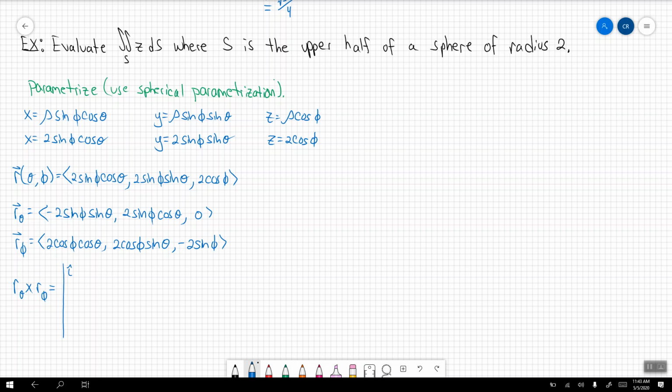I'm going to have the i coordinate, which is going to be negative 2 sine phi sine theta. Then it's going to be 2 cosine phi cosine theta. Then the j coordinate is going to be 2 sine phi cosine theta, and then 2 cosine phi sine theta. And the k coordinate is going to be 0 and -2 sine phi.